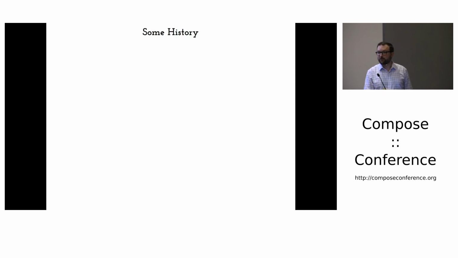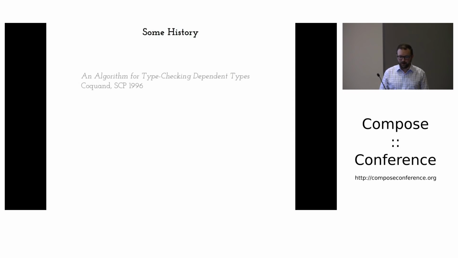So just a little bit of history, in case you are inspired by this and you want to go implement a bidirectional type checker and see some of the design space and what other people have done. The first published instance I know of a bidirectional type checker is in a paper by T.I. Concocts, which is called An Algorithm for Type Checking Dependent Types. It's published in SCP in 1996.